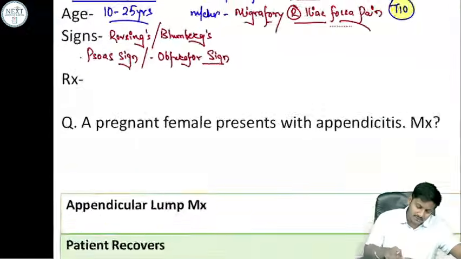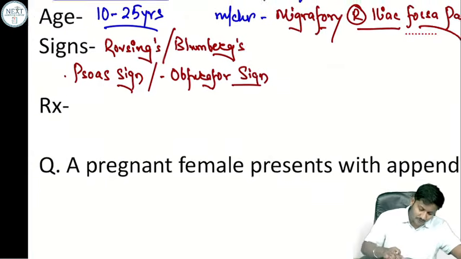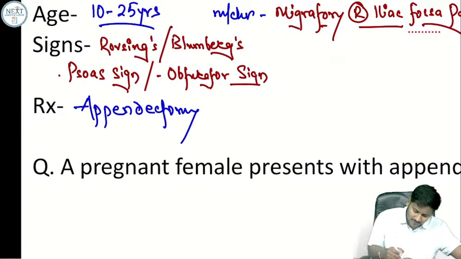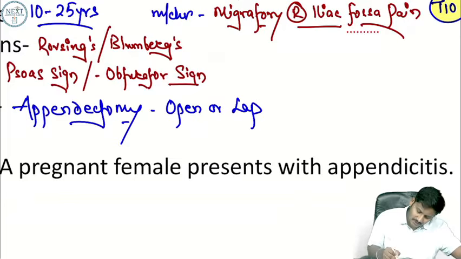Now, if they ask you what is the treatment, we know acute appendicitis is always a surgical emergency, and therefore we have to go for a surgery, and that surgery is nothing else but appendectomy or appendicectomy, whatever you call it is fine. So here we have to go for a surgery, that is appendectomy or appendicectomy. When I talk about appendectomy, it can be either an open appendectomy or a laparoscopic appendectomy.